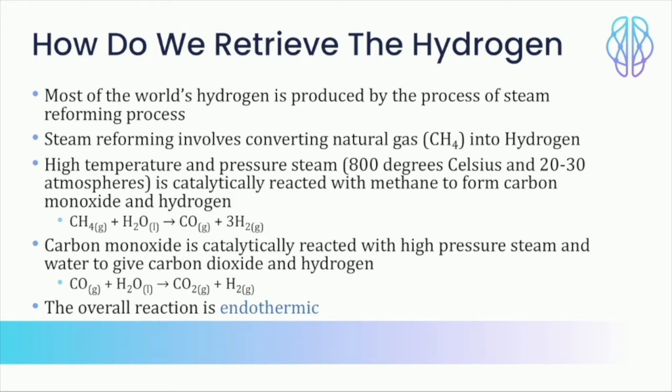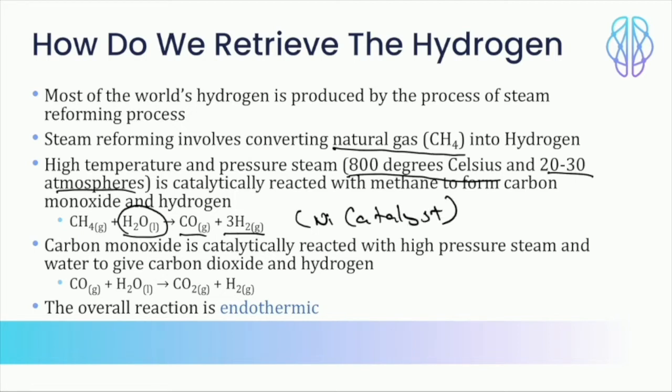With the steam reforming process, we're converting methane in natural gas into hydrogen. How we do that is by reacting that methane with high temperature, 800 degrees Celsius, and high pressure, 20 to 30 atmospheres, steam. That's H2O gas. That gives us carbon monoxide and hydrogen. It should also just be stated, these two slides you don't particularly need to know for your Year 12 chemistry syllabus. I've just put them in as some extra context. For this reaction, you use a nickel catalyst. And this is an endothermic process.